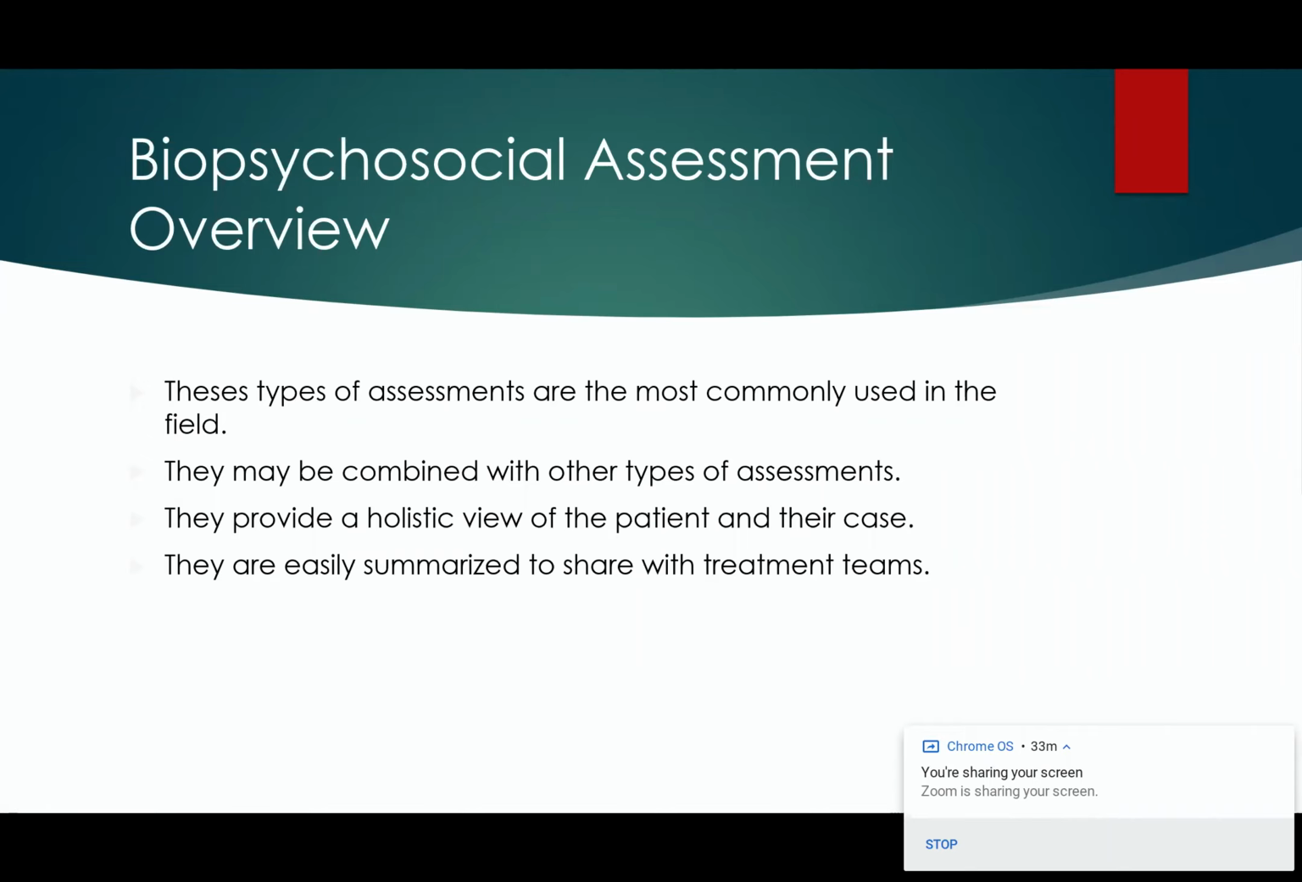So these types of biopsychosocial assessments are the most commonly used in the field of mental health and chemical dependency. They may be combined with other types of assessments. So for example, where I work, we use the PHQ-9 depression inventory, as well as the generalized anxiety scale at pre and post-treatment to determine whether those symptoms have decreased or not. They also provide a holistic view of the patient and their case. And also biopsychosocial assessments are easily summarized to share with treatment plans.